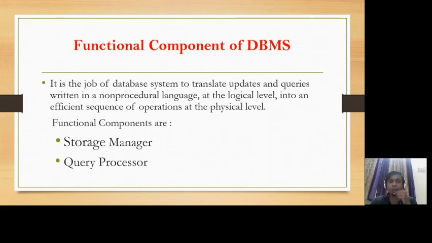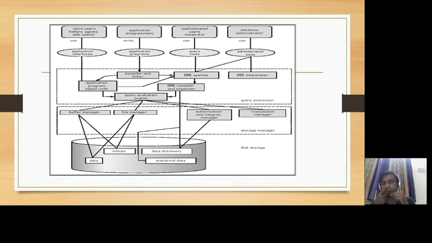It is the job of the database system to translate and update the queries written in the non-procedural language at the logical level into an effective sequence of operations at the physical level. So our functional components of database are broadly classified into two categories, storage manager and query processor. Let's check this particular diagram.